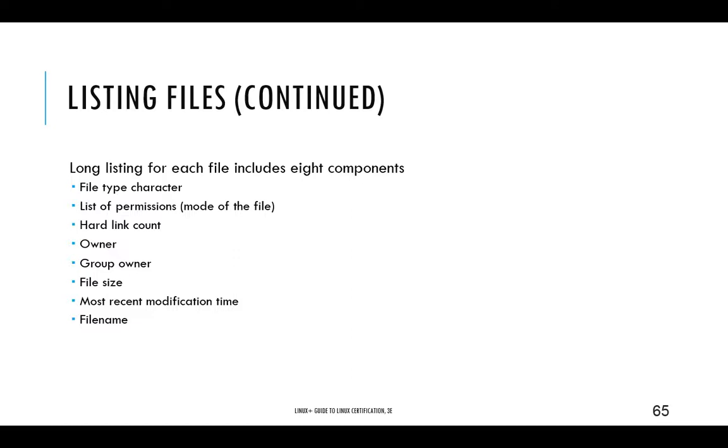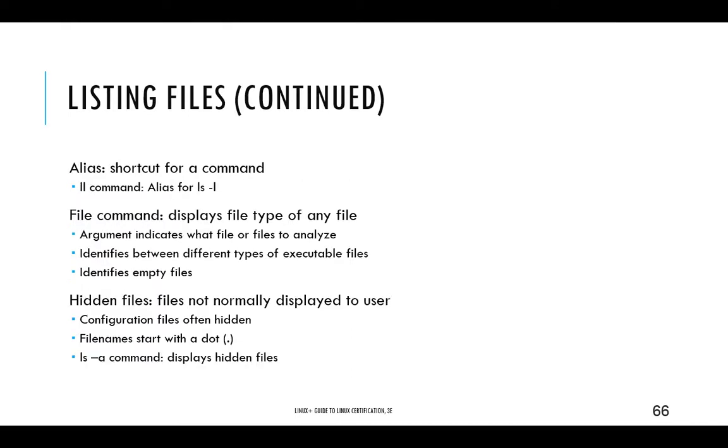Long listing gives you 8 components: the file type character, the list of permissions, hard link count, the owner, the group owner, file size, most recent modification, and then the file name. Like I said, the details. The shortcut for it is ls -l. It displays any type of file.